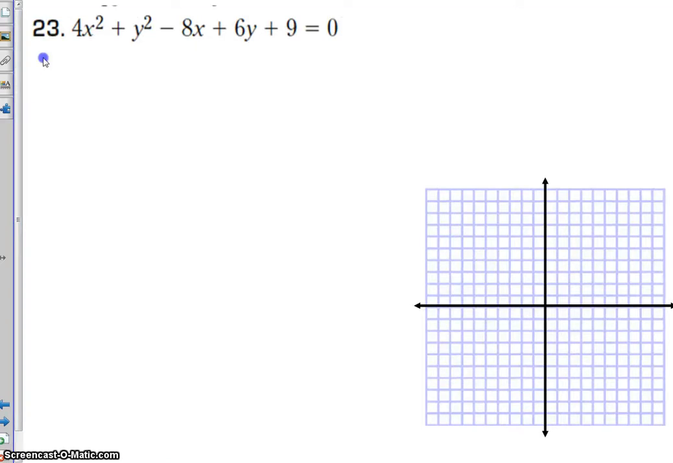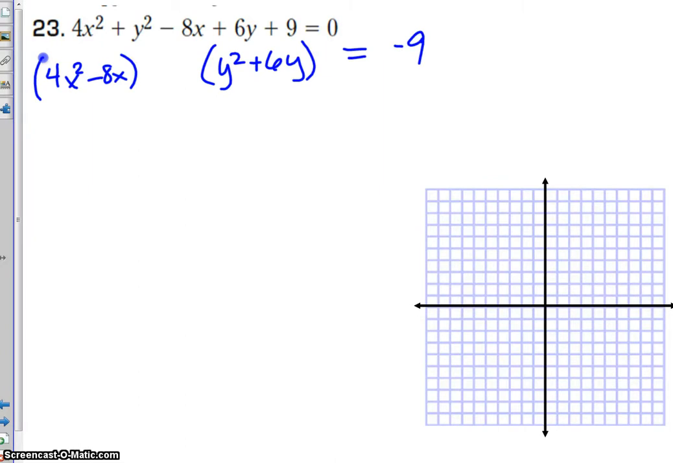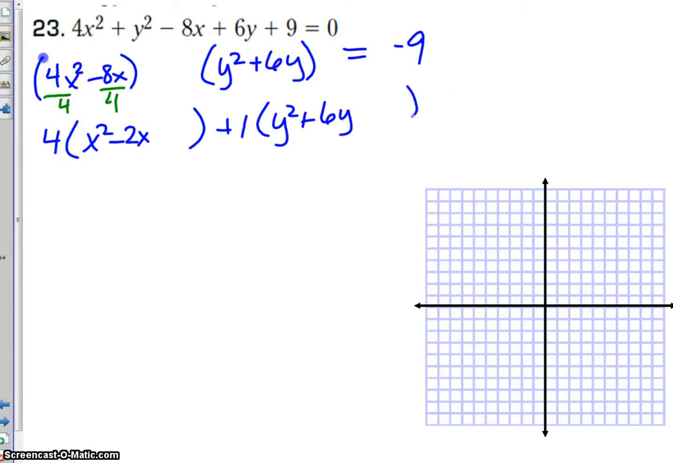So my steps were, group your x's together. Group your y's together. Put your constants on the right side. So I brought my 9 over. Now, factor out. In this case, I'm going to factor out a 4 because I want to have a leading coefficient of 1. So I factor out the 4, and I have x squared minus 2x. Here, I don't have anything to factor out because I already have a leading coefficient. Notice how I'm leaving space. You'll see why in a minute.